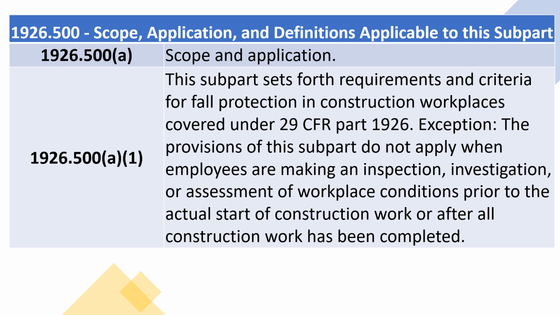1926.500(a)(1): This subpart sets forth requirements and criteria for fall protection in construction workplaces covered under 29 CFR Part 1926. Exception: the provisions of this subpart do not apply when employees are making an inspection, investigation, or assessment of workplace conditions prior to the actual start of construction work or after all construction work has been completed.